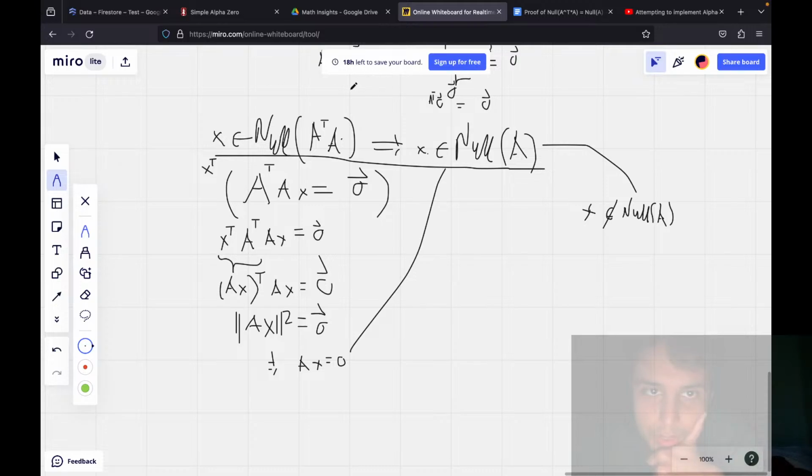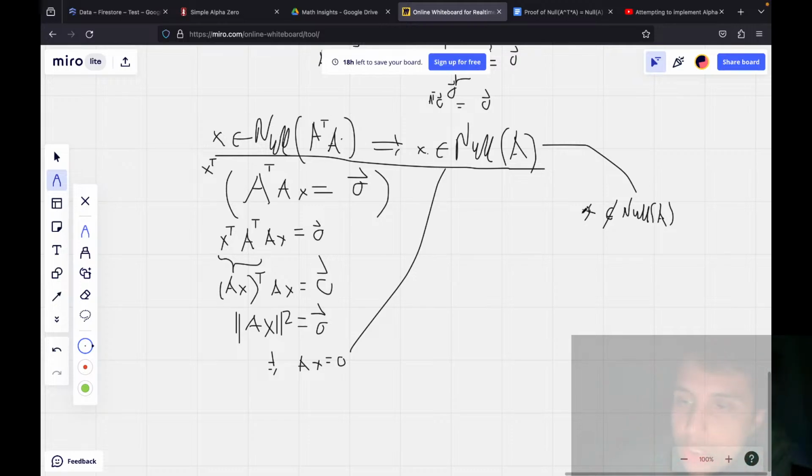Okay, so the point is, I want to have a contradiction. I want to say that x is not in this, but x is in that. That's what I'm trying to go for. So if this modified version A^T A implies that x is in the null of A, then I want to show that we can never have it be that x is not in null of A, but it is in null of A^T A.